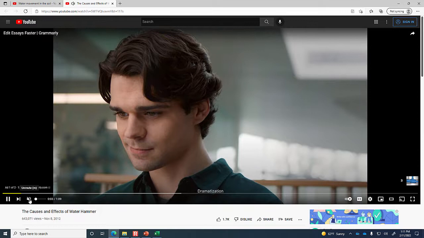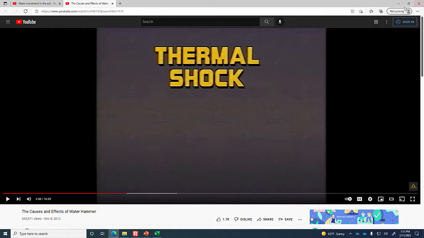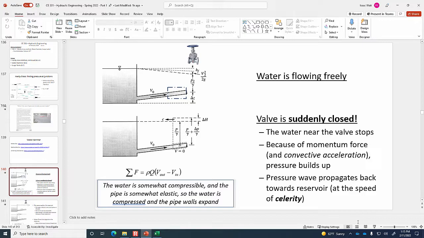All right. So let's talk about water hammer. To predict how much the pressure could increase, there are formulas we can go through to calculate both how much the pressure goes up and also how quickly the shock wave will arrive at a certain location. So we'll just go through a step-by-step description of what causes the water hammer and some of the parameters that apply here. So the first step is that water is flowing freely.